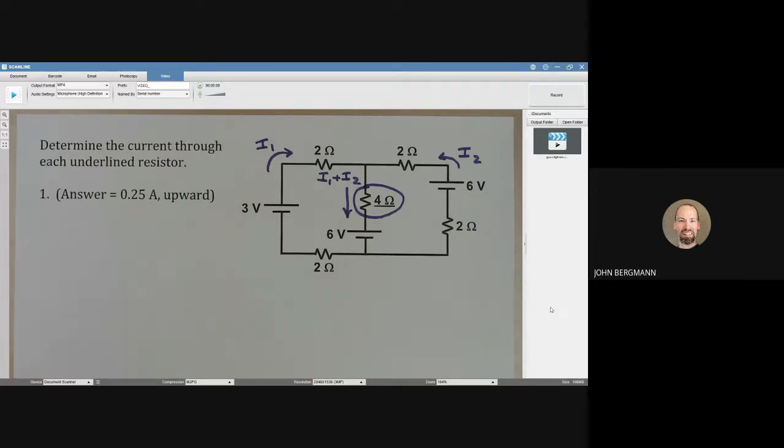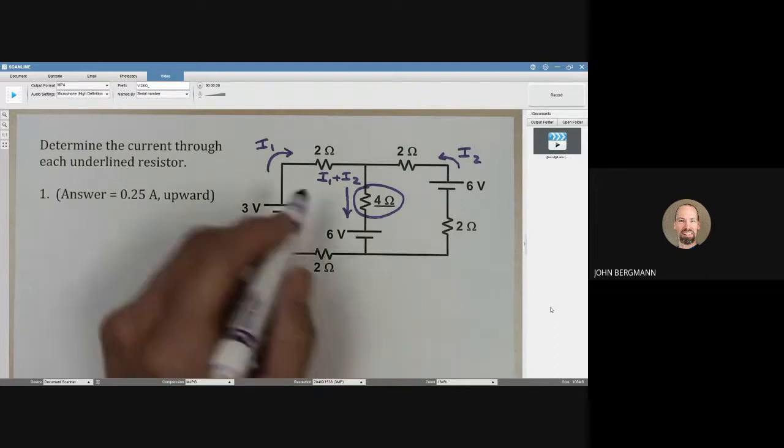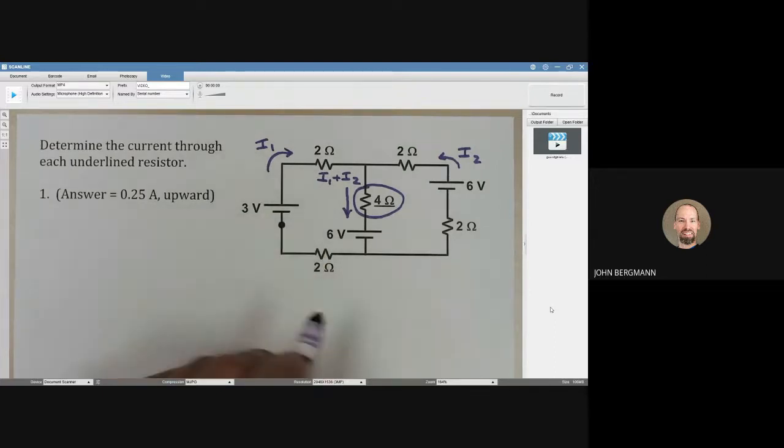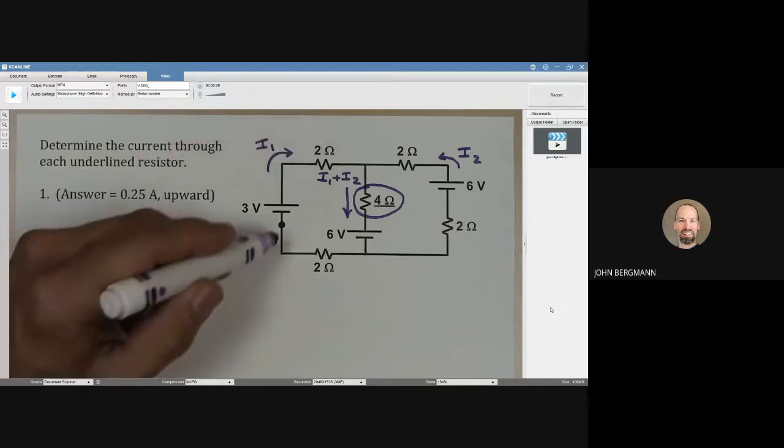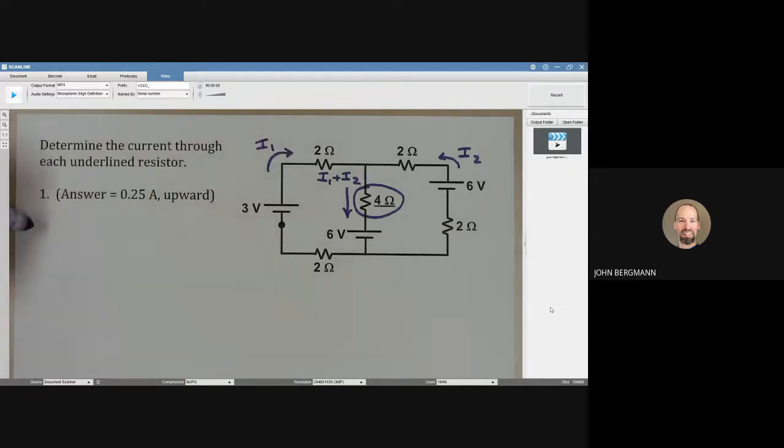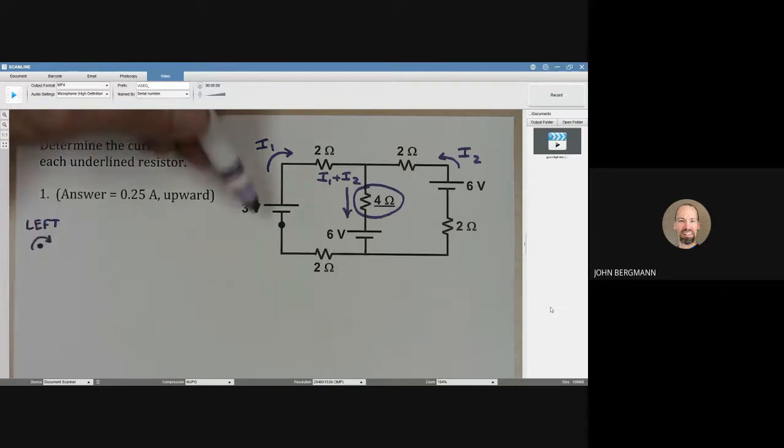Now what we need to do is write 2 loop equations because we have 2 unknowns. It doesn't matter really where we start or which way we go, but I'm going to start on the left loop here. That is, we're just going to go around the left side, and I'm going to start and end at the dot that I put in there, and I'm going to go counterclockwise. I like to go in the direction that my assumed currents are going because then it's always minus IR, but it doesn't matter.